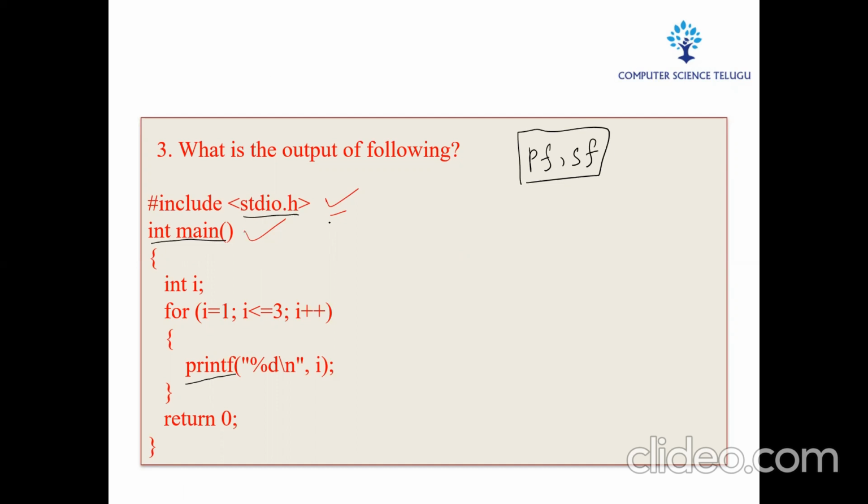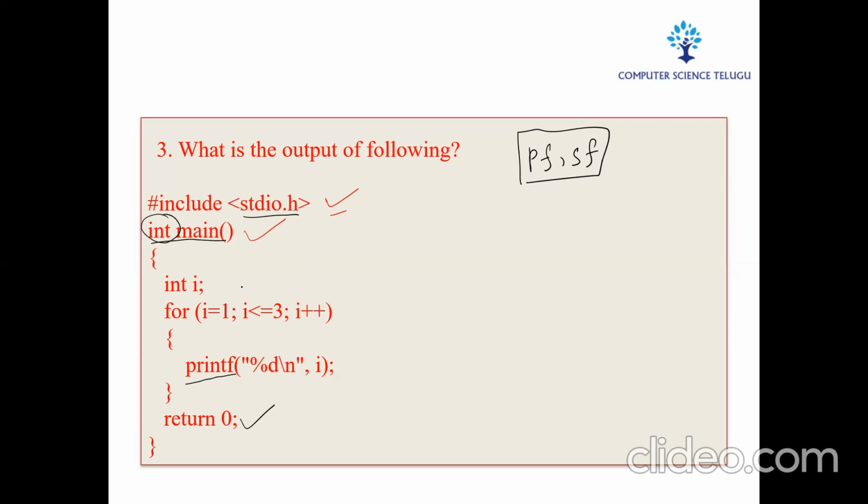Execution of the program starts from the main. Execution of the program starts from the function, and that function name is called main. So what is this int? Because we are using return 0 here, that's why we mentioned int main.